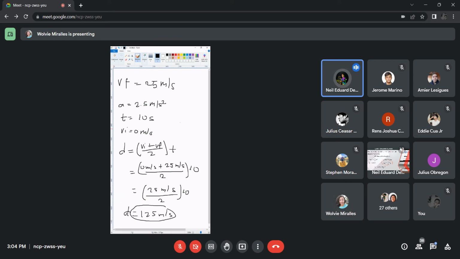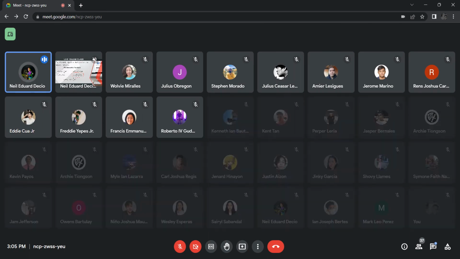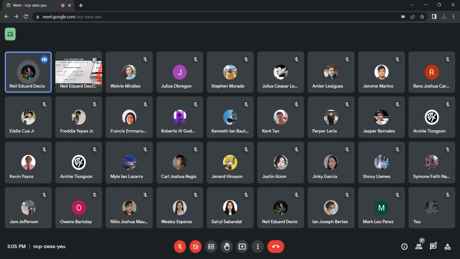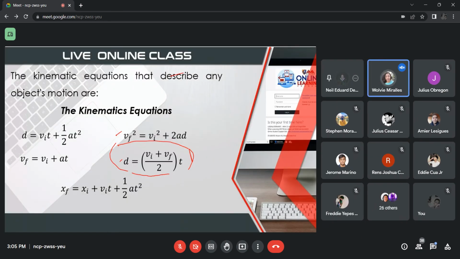Go ahead, Mr. Meral, substitute this 125 meters per second, to see if both sides become equal. Oh, actually, yeah, correct na. Then substitute the VI, and VF, divided by 2 times time. If it matches, sir, 125, then it's correct. And then the given displacement is 125. Which formula should we use?